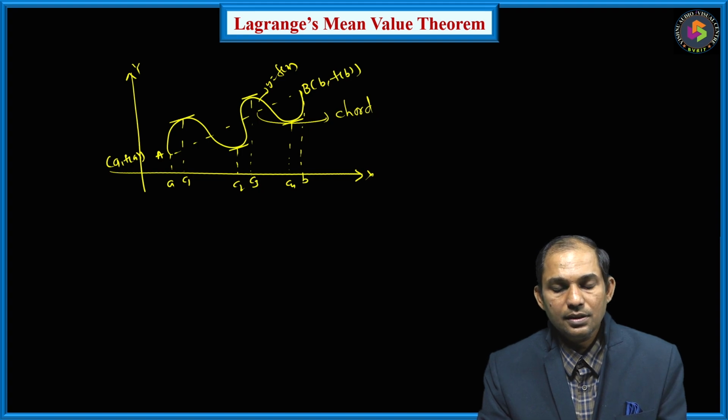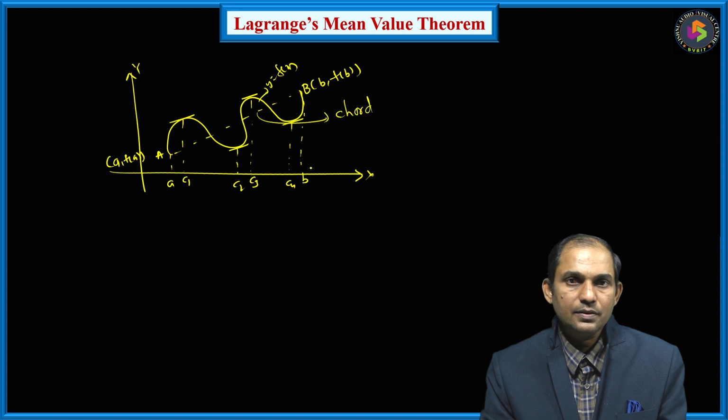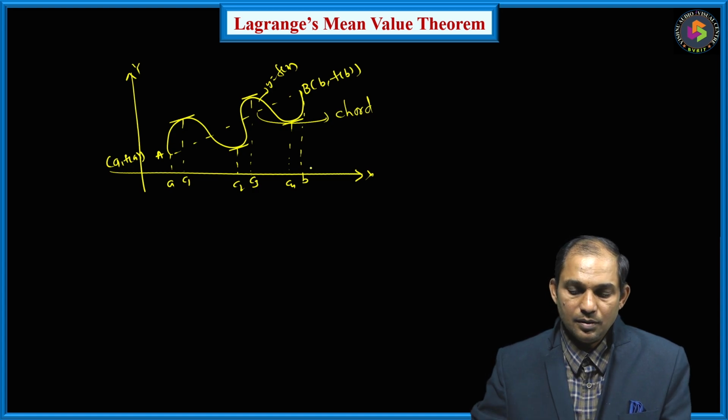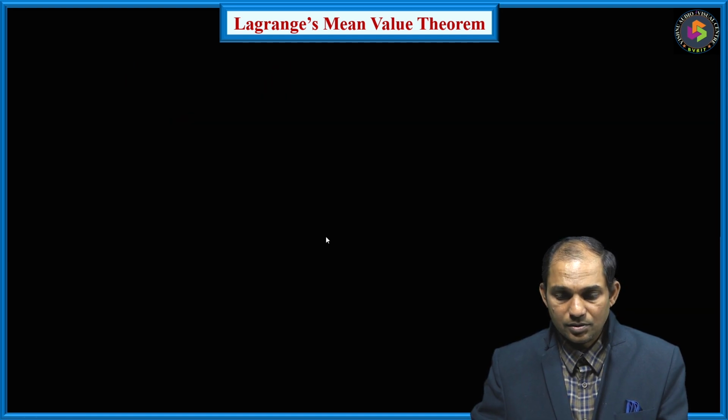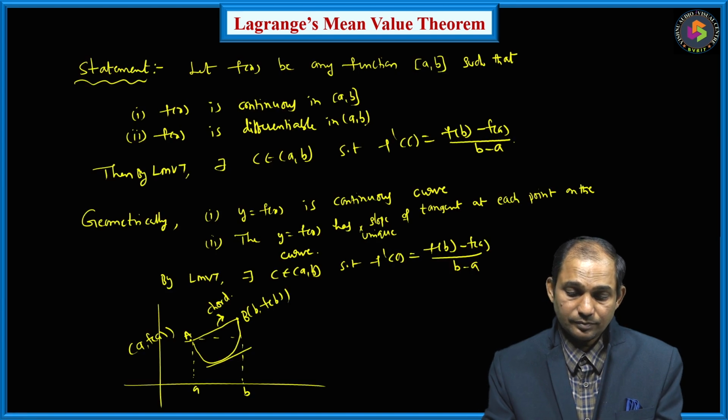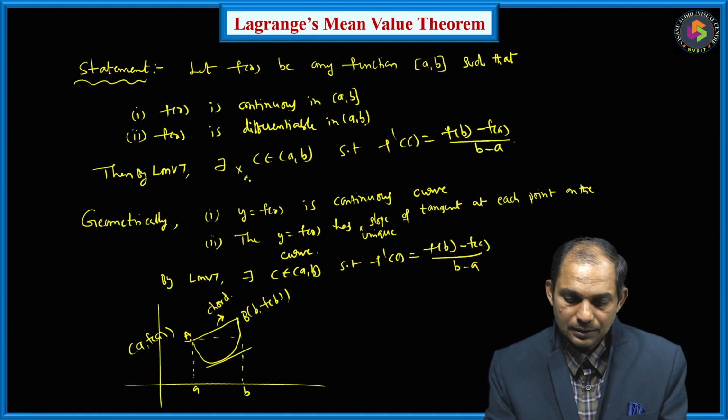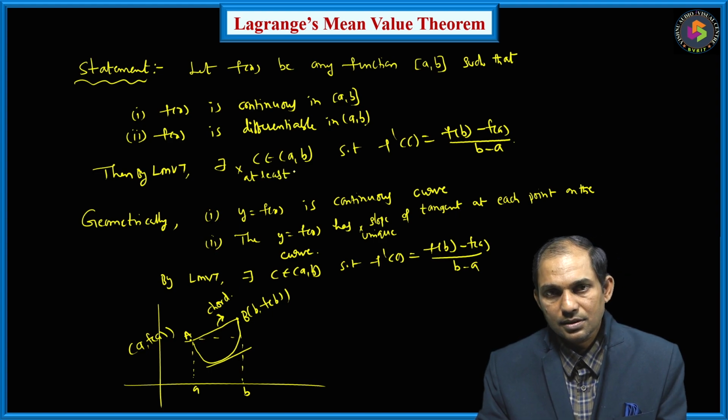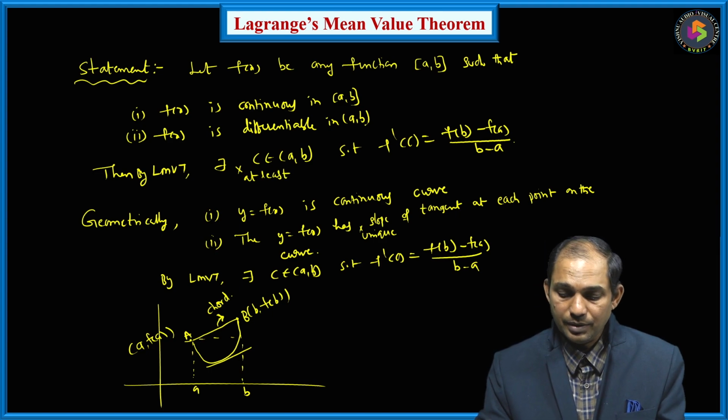So here the slope of the tangent is parallel to the chord joining the endpoints, and this rough sketch illustrates that there is at least one point C in the open interval A comma B such that f dash of C is equal to f of B minus f of A by B minus A. And we should not forget while writing, there exists at least one such C; there may be more than one such C in the open interval A comma B.